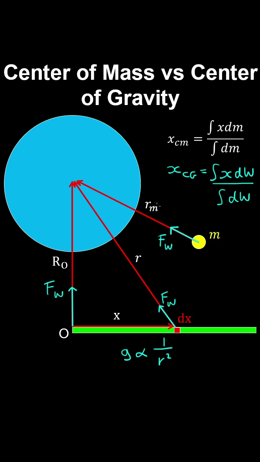But in most cases, we look at objects that are in a uniform gravitational field. So as we know, for a uniform bar, the center of mass is in the middle, but for a non-uniform bar, where we have stronger forces on the left in this case, the center of gravity is going to be to the left.